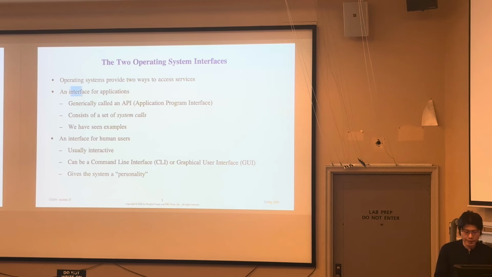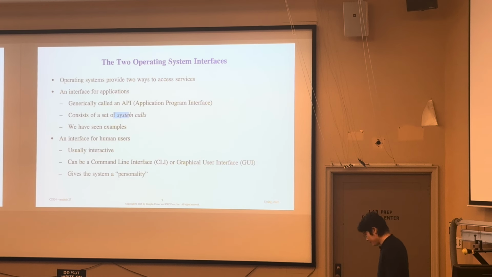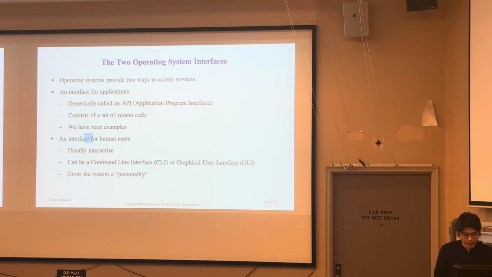Each OS provides two types of interfaces. The first interface is for applications, which is the application program interface, and it is usually a set of system calls that are allowed to be used by applications. When you write programs, you use these system calls. The other interface is for humans. It's an interactive user interface, which can be a command line interface or a graphical user interface.